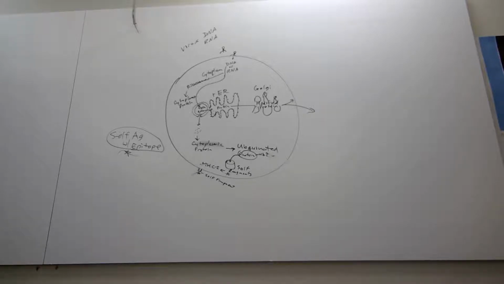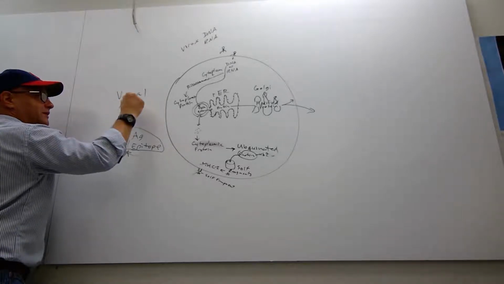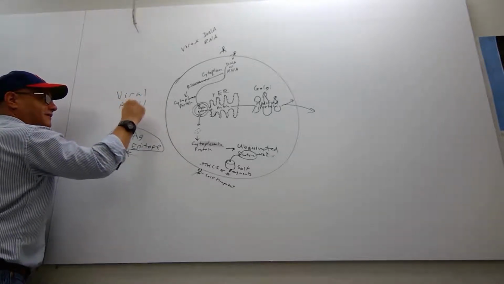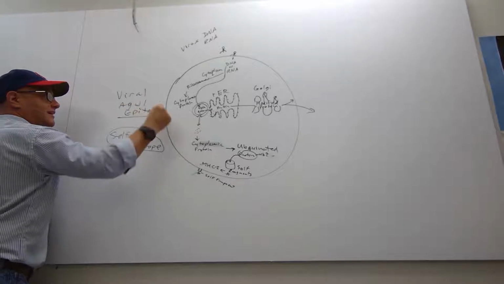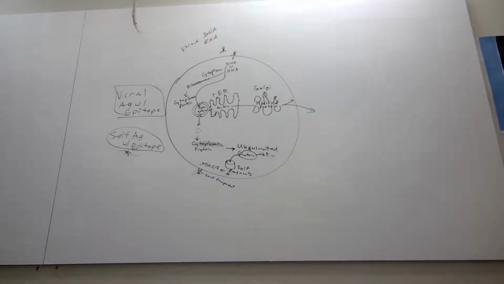See that method to my madness, guys? So the MHC class 1 markers are designed for what? For self-antigen and for viral antigen with epitope. Everybody see that? Self-antigen and viral antigen. Why? Because they both are made in the cytoplasm of the cell.